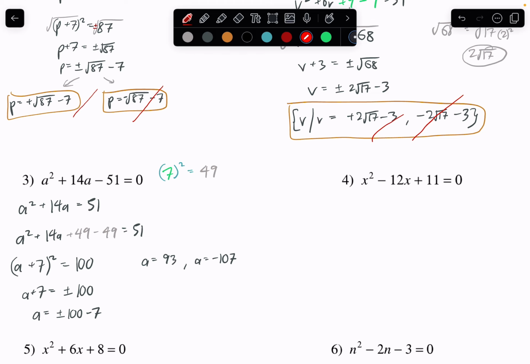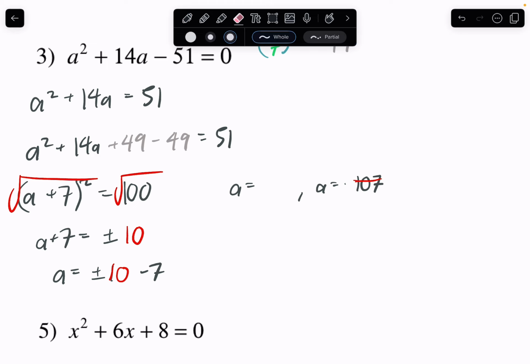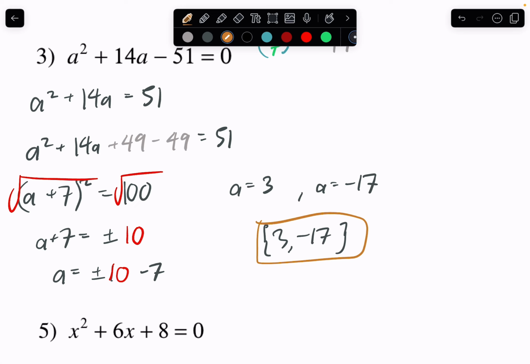Okay, something's wrong. Yeah, careless mistake. This is not a skill issue regarding how you apply the completing the square method. Well, if you place a square root on both sides, the 100 has to be 10. A lot of injuries right there. Okay, 3 and negative 17. According to Kuta Software, the format could be written simply as this.